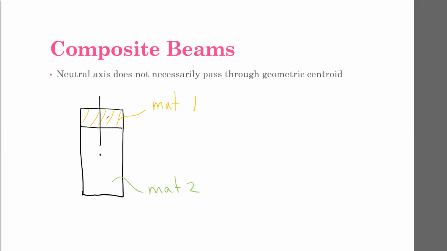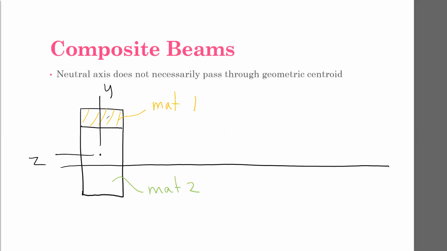We have y-axis, z-axis. Now, if material 1 is different from material 2, the neutral axis typically will not pass through the centroid. I have my y and z coordinate axes located with respect to the centroid, so that dot there in the middle is supposed to be the geometric center of the shape. But what you might see is that your neutral axis is going to be down here, for example.